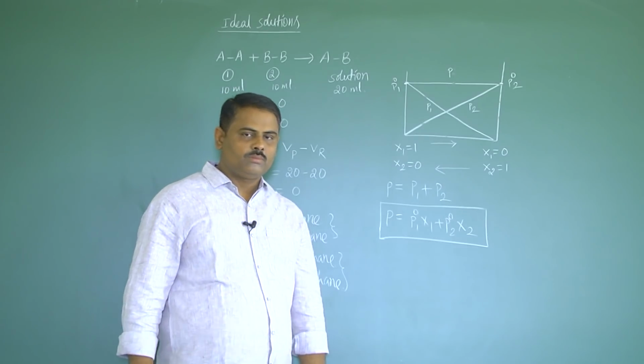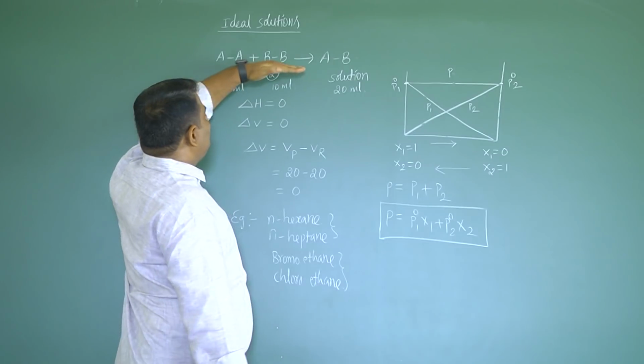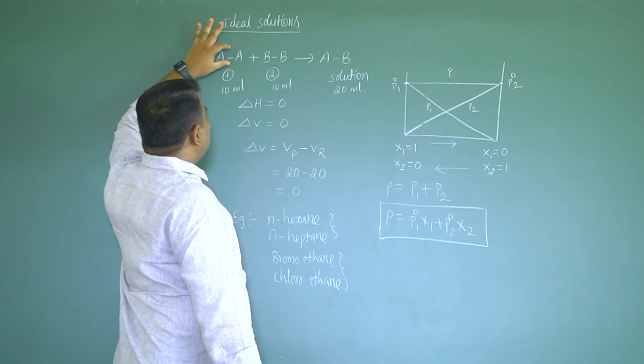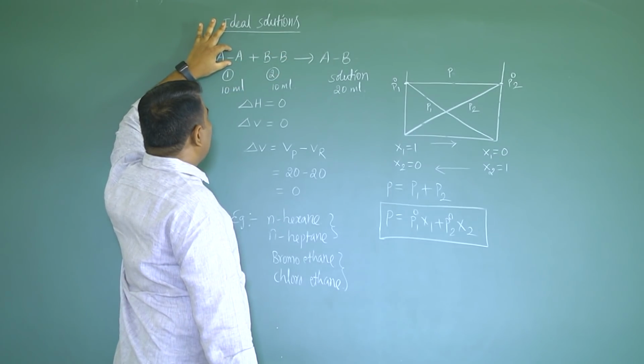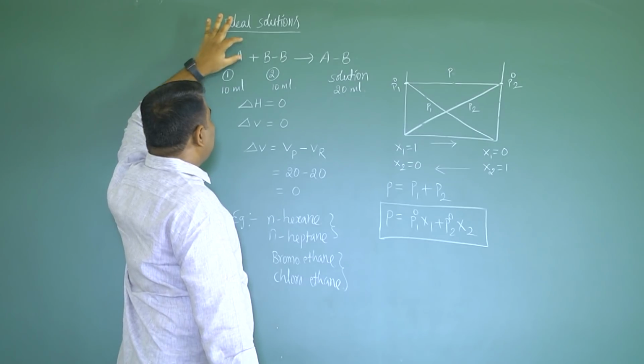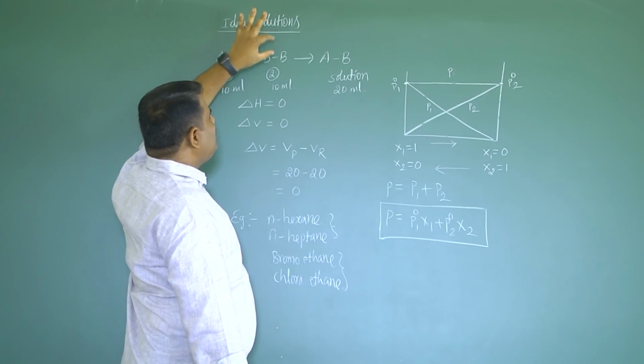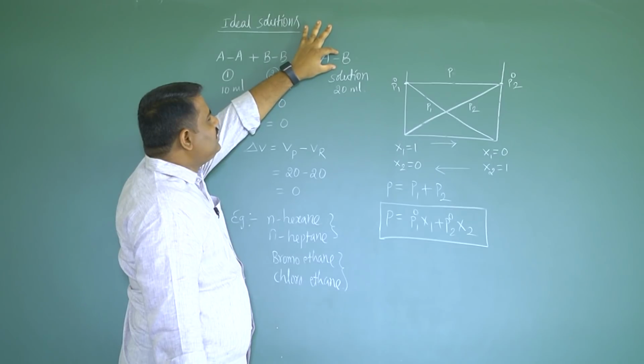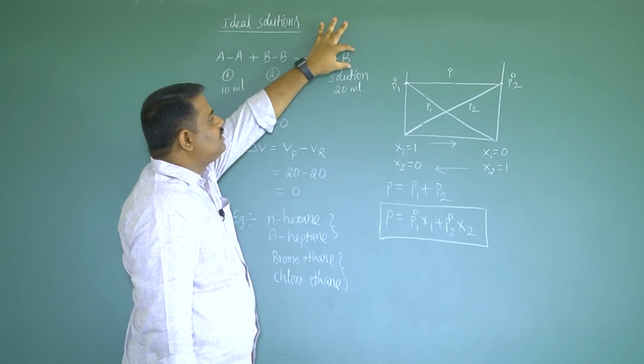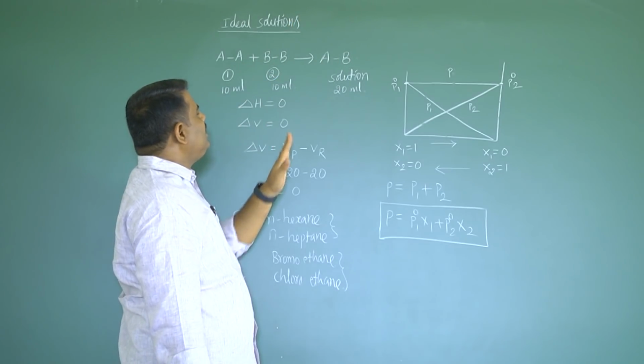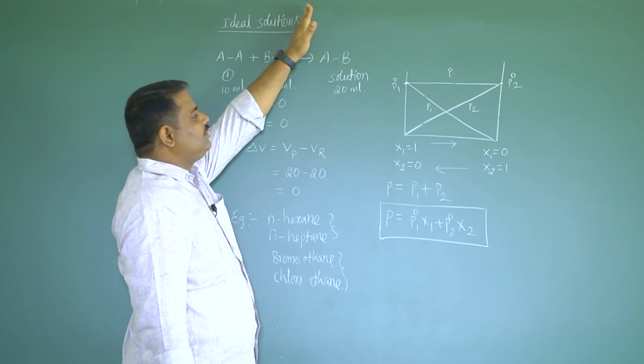Once again, in the given ideal solution, the type of interactions between molecules of a component is equal to that of the other component, and that is equal to the interactions present between different components also. This is said to be the condition for ideal solutions.